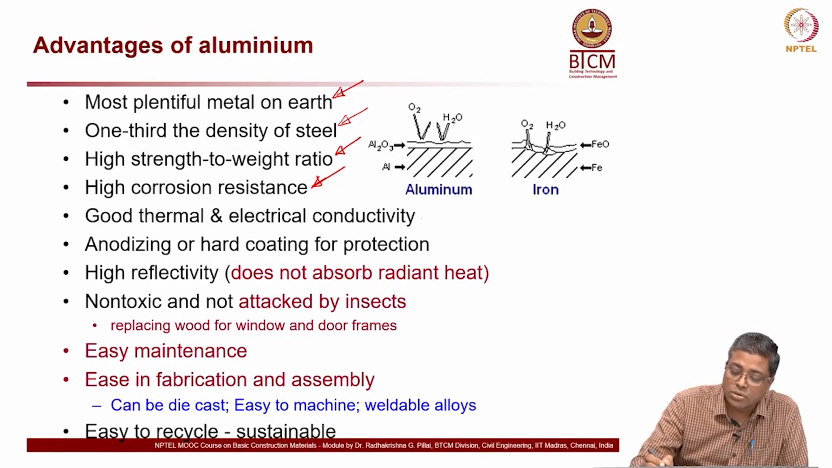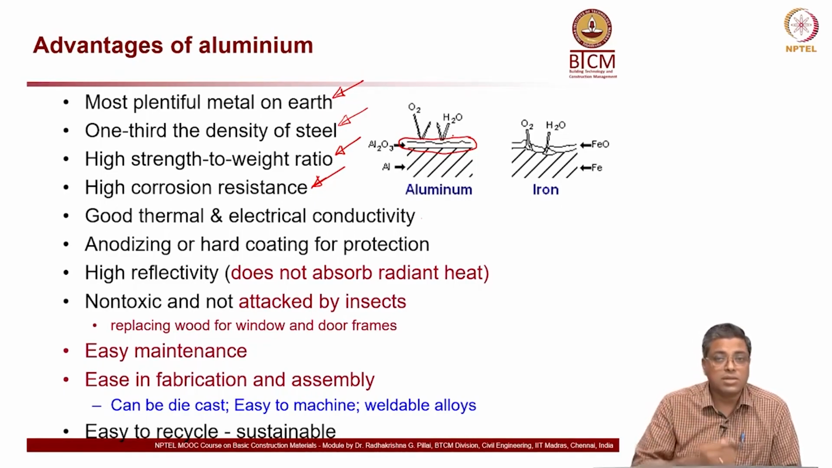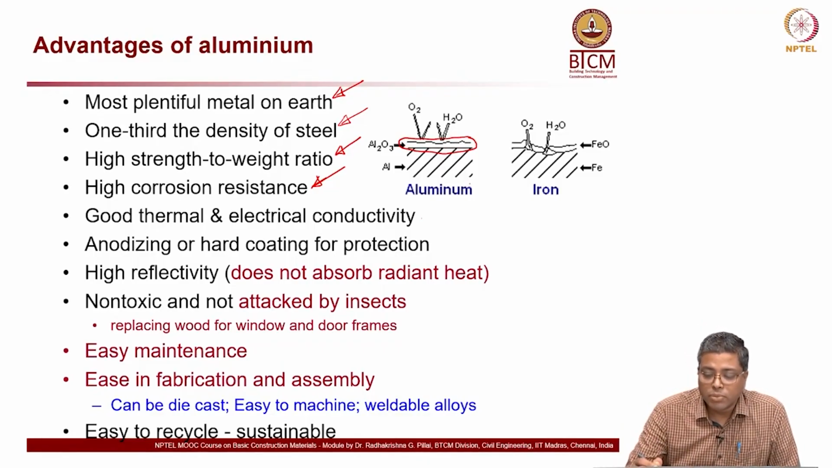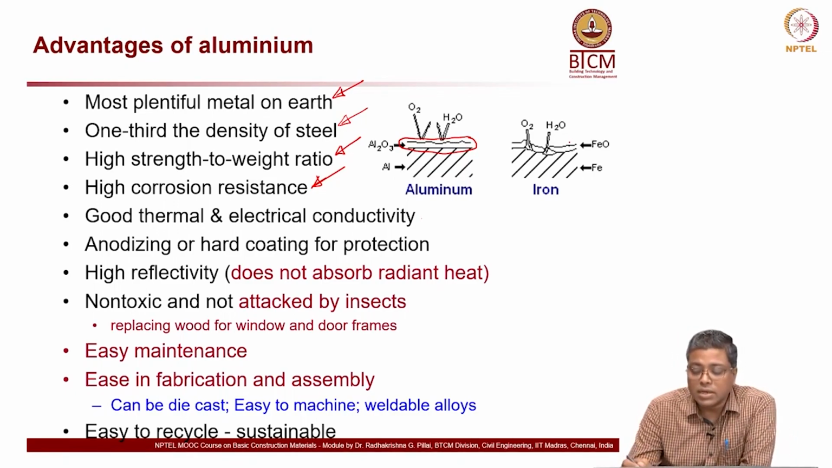Corrosion rate is less because of the oxide film which is formed on the aluminum surface. This one, it is Al2O3, which can resist the entry or availability of oxygen and moisture to the layer below that. Okay. So, it protects the bare metal below the oxide layer, whereas in case of iron or steel we have this oxide layer of iron.